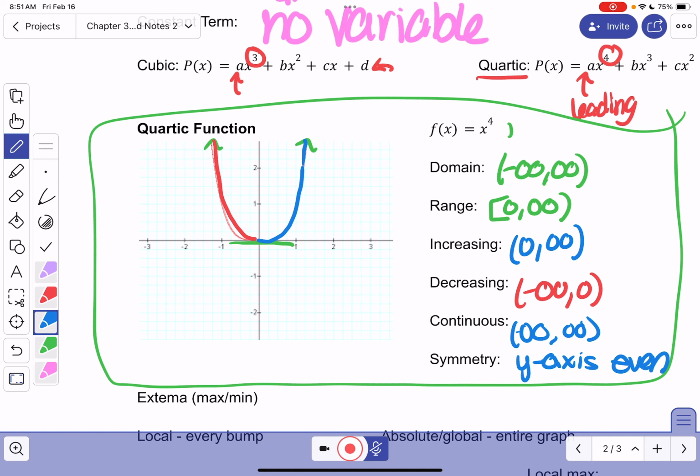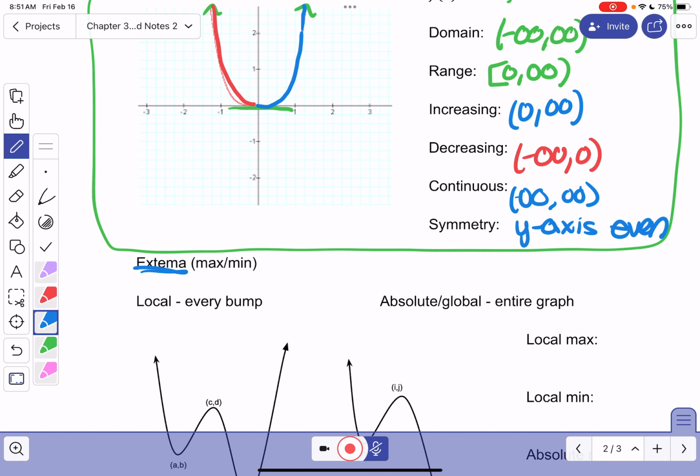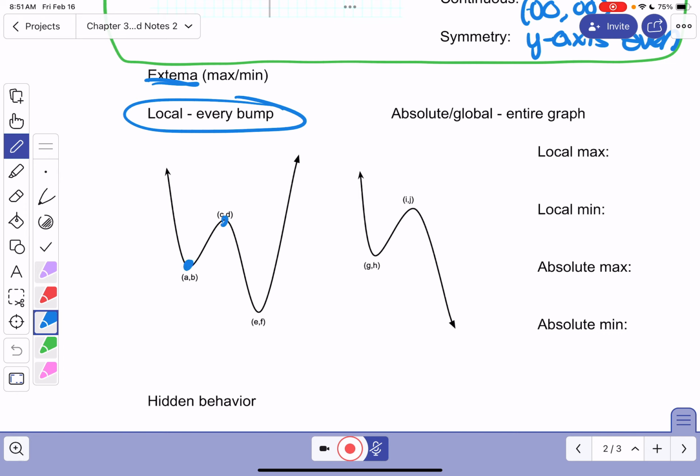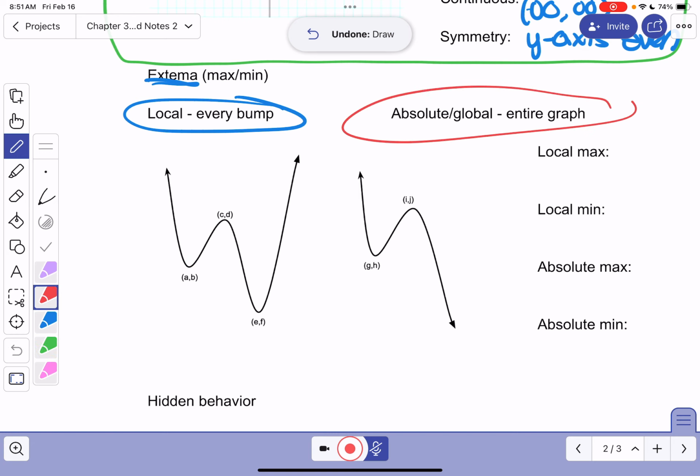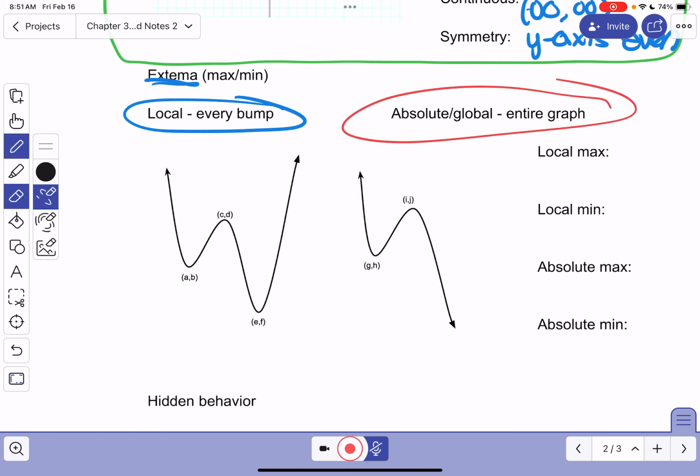Now, extrema, or extremes, are your maxes and mins, any bumps. So a local extreme is any bump. This is a local, this is a local, this is a local. Any bump. Global is the highest or lowest on the entire graph.